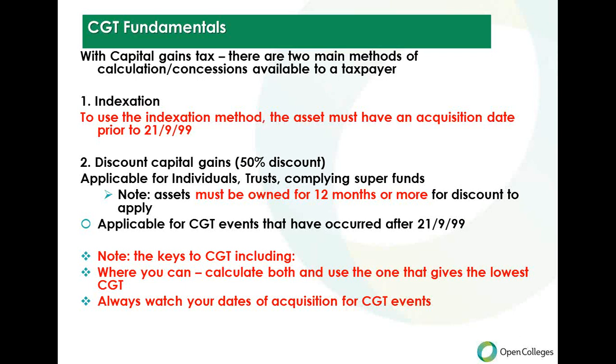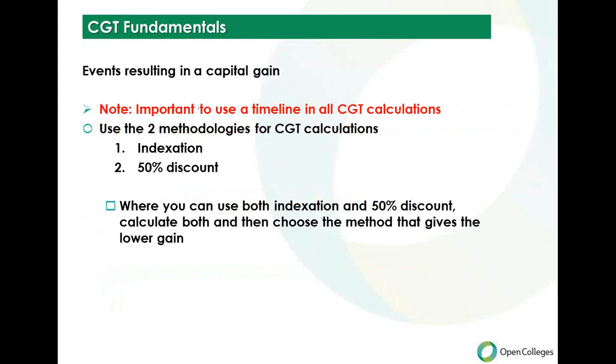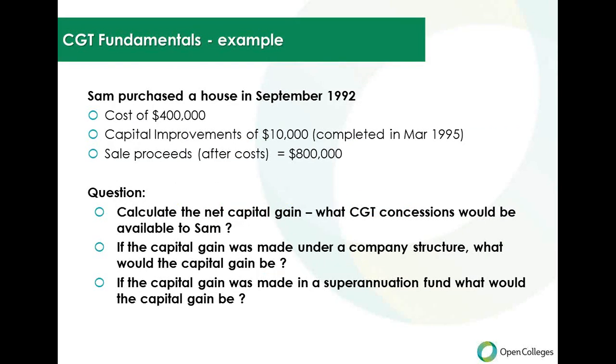This is applicable for CGT events that have occurred after the 21st of September, but you can always calculate both and look at which gives you the better result. So, number one, you always try and calculate both where you can and use the one that gives you the lowest CGT, and always watch your dates of acquisition for those events. There are two methods of CGT, the indexation and 50%. As we just noted, use the one that gives you the lower capital gain.